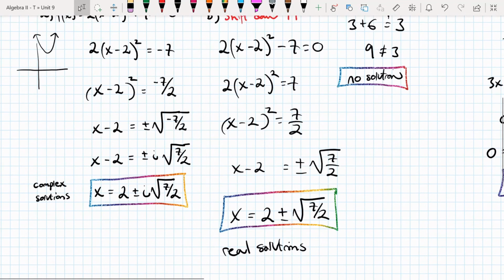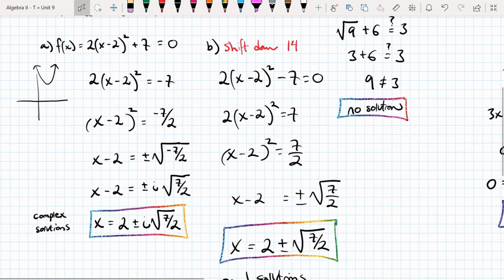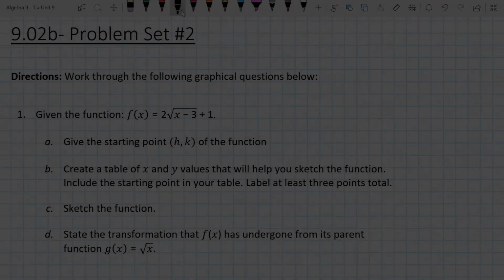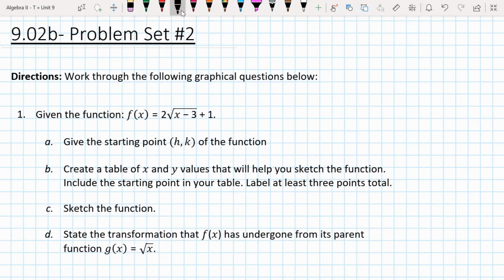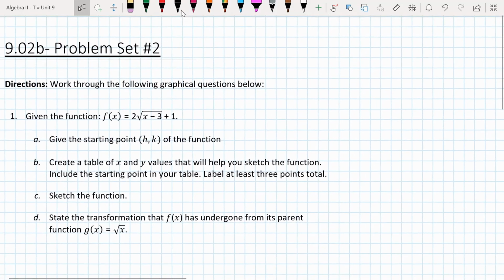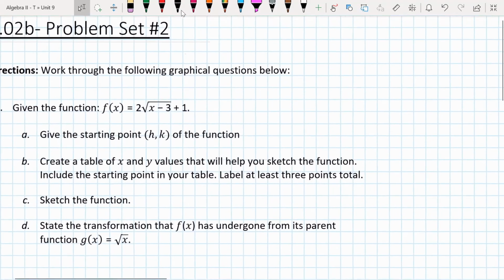Okay. So now let's take these concepts and apply them to more graphical questions in problem set 2. For problem set 2, we're going to go through graphing and analyzing the graphs for radical functions for number 1 and quadratic functions for number 2. So here we have a radical function for number 1.